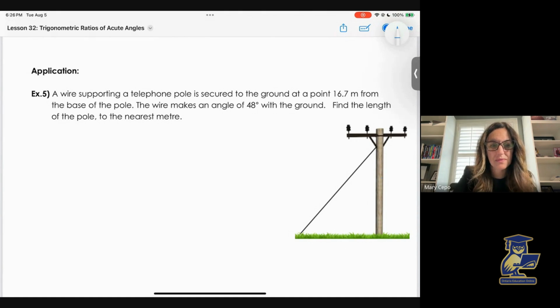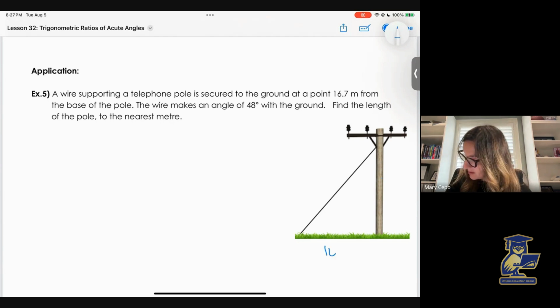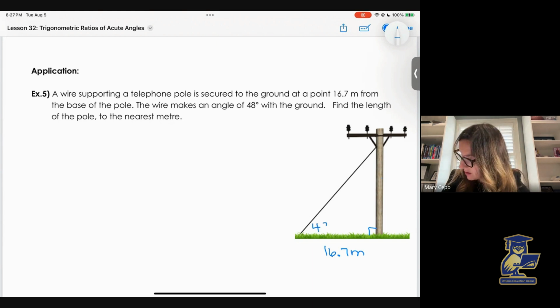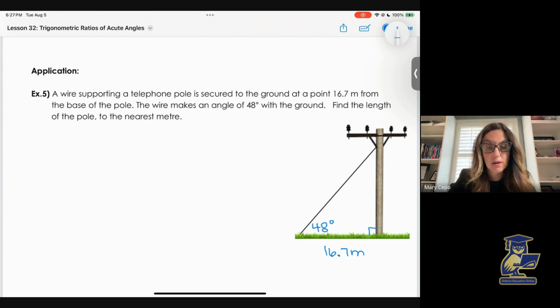Applying what we learned above, we have example 5. A wire supporting a telephone pole is secured to the ground at a point 16.7 meters from the base of the pole. So there's our pole, 16.7 meters. Keeping in mind the pole should be perpendicular with the ground. That means we have a right angle triangle. We can use our trigonometric ratios. The wire makes an angle of 48 degrees with the ground. So there's our angle, the wire connecting with the ground. Find the length of the pole. So our unknown is the length of the pole.